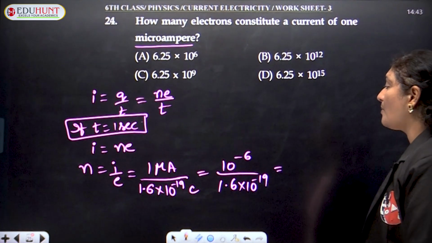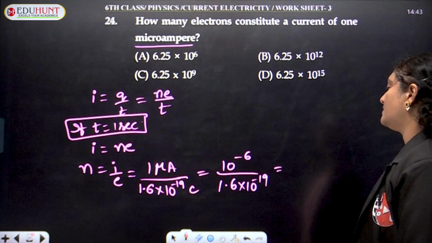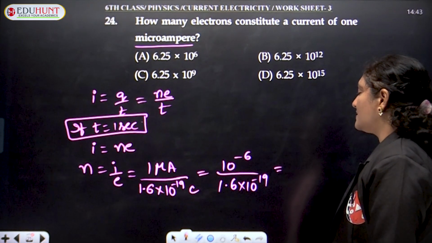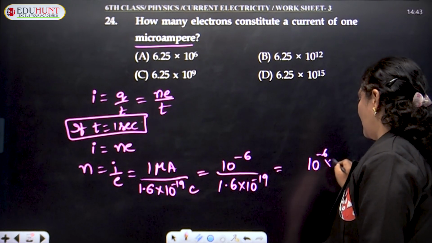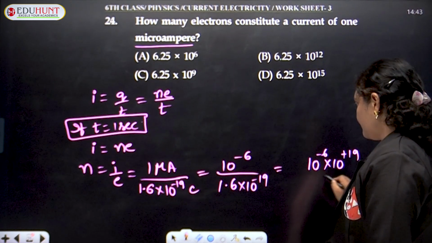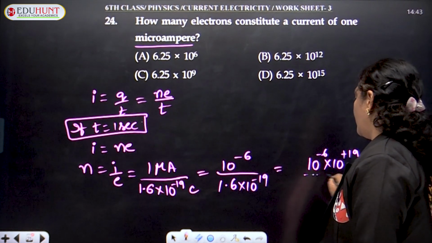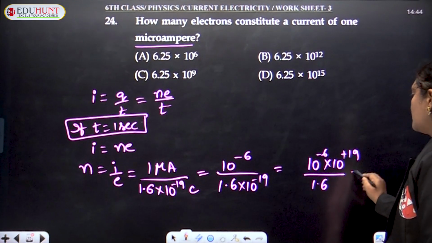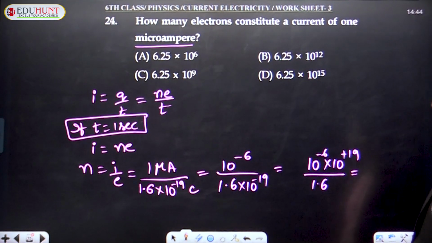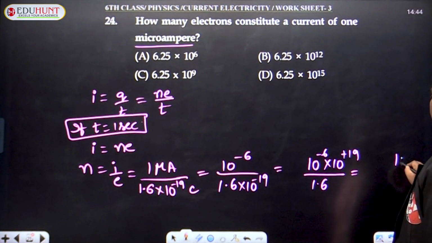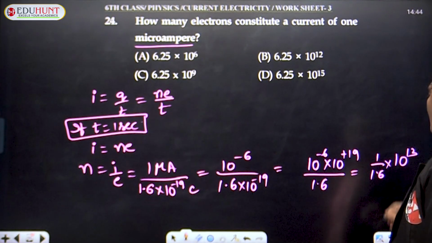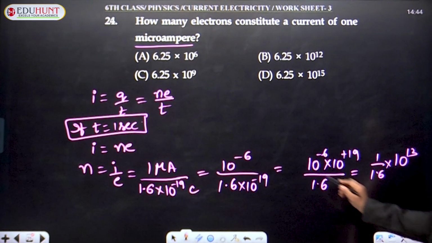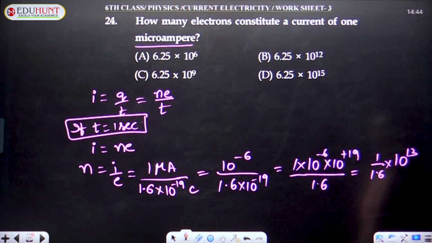So, N is equal to 10 power minus 6 upon 1.6 into 10 power minus 19. If this 10 power minus 19 is brought upwards, it becomes 10 power minus 6 into 10 power plus 19 upon 1.6. So, in the denominator, how much are you left with? 1.6. So, minus 6 and 10 power 19 gives 10 power 13. Here nothing is there in the numerator, denominator 1.6. I would like to write it as 1 by 1.6 into 10 power 13. Nothing is there means I just multiply with 1.